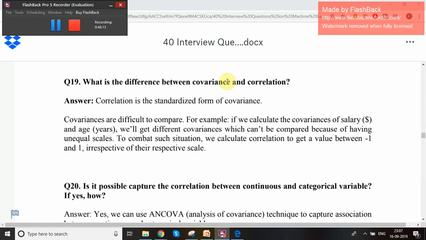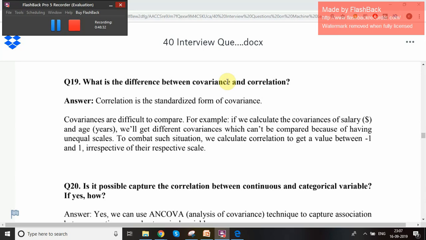Technically, correlation is from -1 to 1, and covariance is from minus infinity to plus infinity. So that is correlation. And we already discussed this in the very first class, so please do have a look at that.